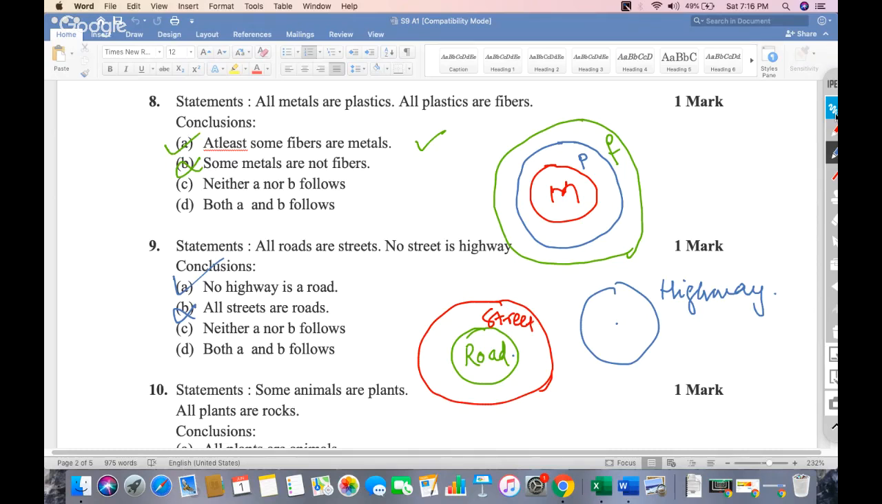For 9D, those who are giving "all streets are not roads": road is a subset of street. So a portion of street is outside the circle of road. That is not part of road. So that is why 9D is not the answer. 9A is the answer.